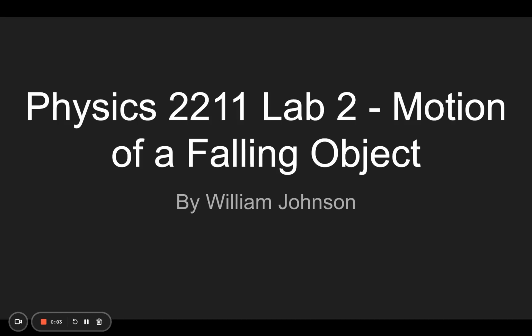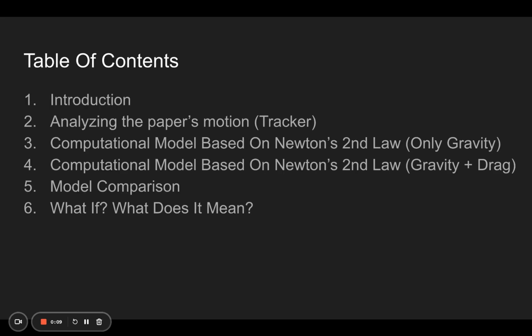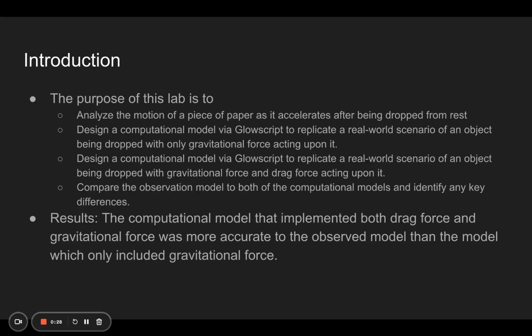Hi, my name is William Johnson, and I will be presenting the Physics 2211 Lab 2, Motion of a Falling Object. In this lab, I will be going over the key concepts to introduce the lab, analyzing the crumpled paper's motion via Tracker, creating two computational models based on Newton's second law, one dealing with only gravitational force, and one dealing with both gravitational force and drag force.